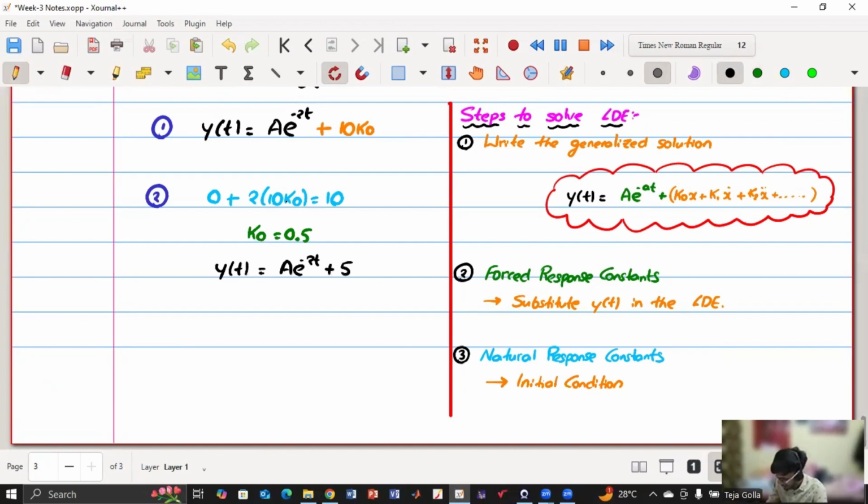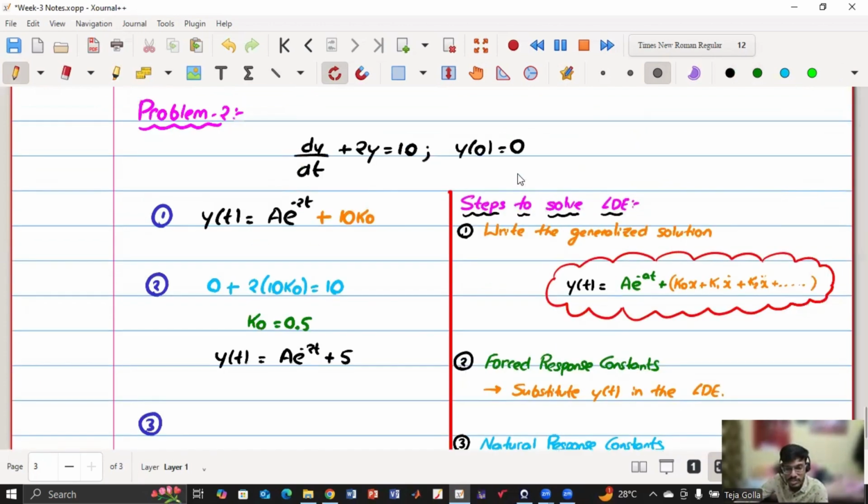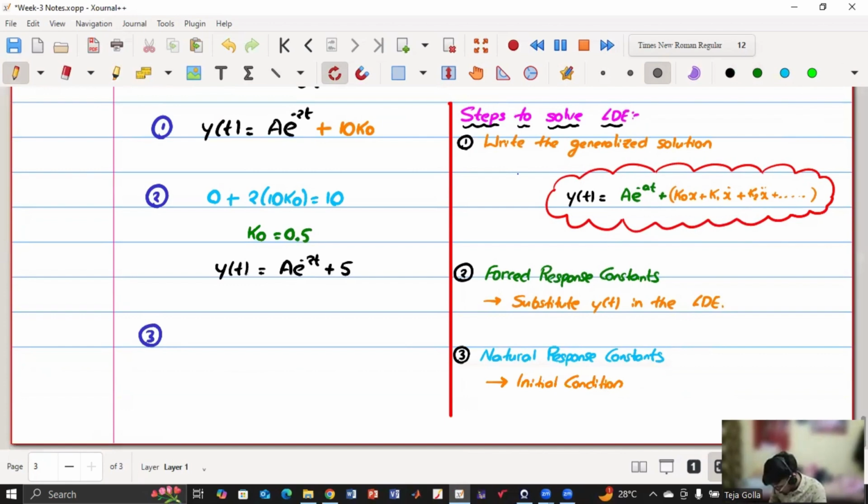Now for calculating A, we'll be using the initial condition, which is y of 0 equals 0. Can someone calculate the value of A? A is equal to minus 5. Very good. So now the y of t expression will be minus 5 e to the power minus 2t plus 5.